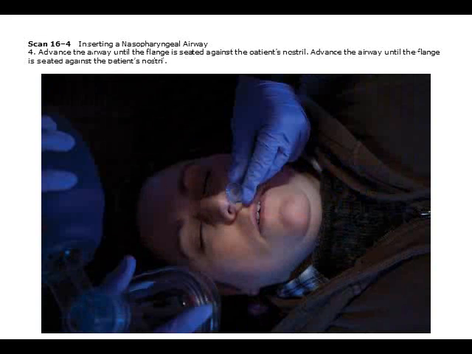So we're going to advance the airway until the flange is seated against the patient's nostril. Some people think, well, if you put the bevel in there on the right side, you basically have to turn your airway 180 degrees, so the curve goes the wrong way. Well, it's still going to follow the curve of the patient's airway. If you want to, you certainly can rotate it after you get the tip in there. One thing I would like to remind you, if you go about a half inch up inside your nostril, your airway is already going backwards. It's not going up anymore.